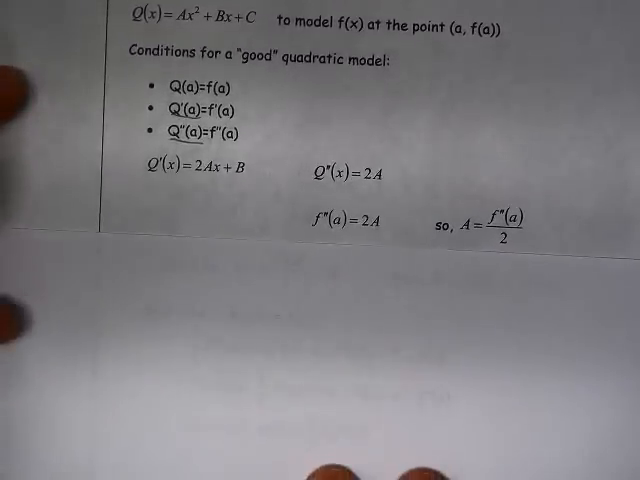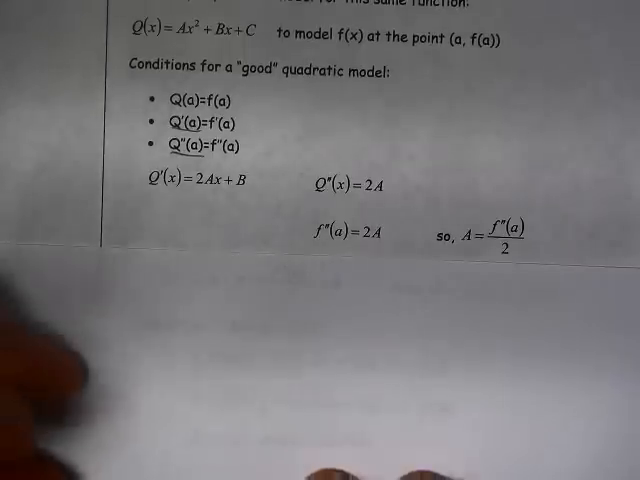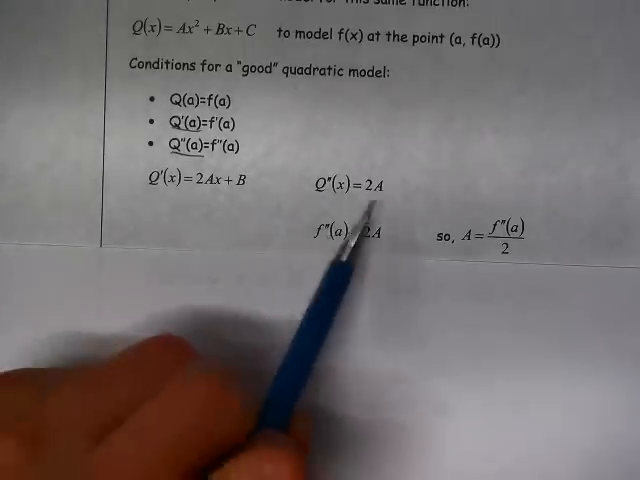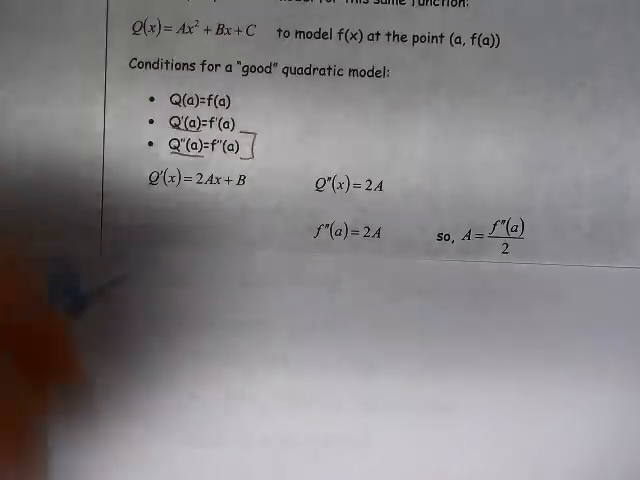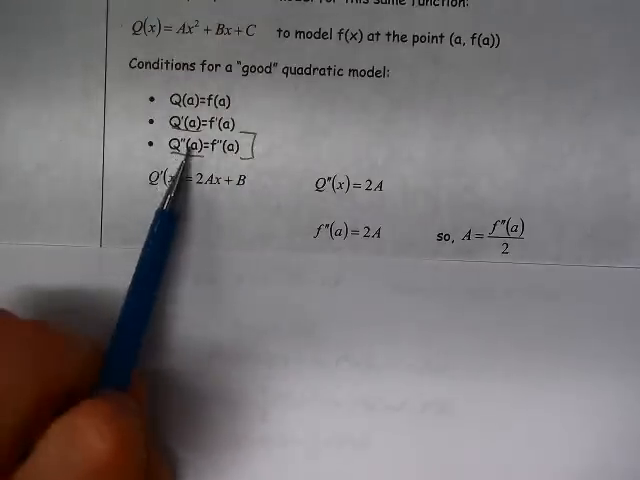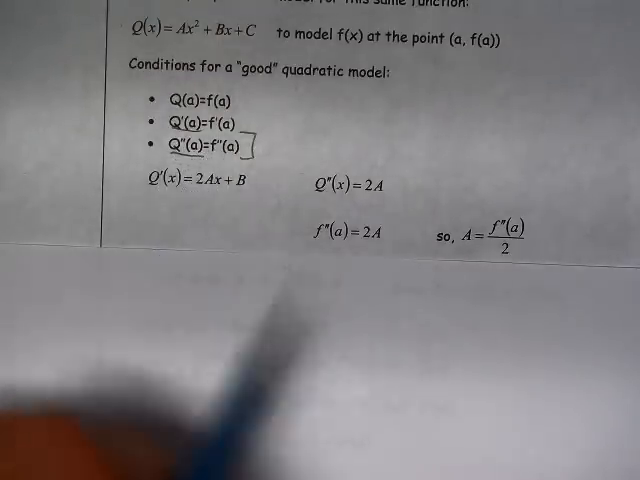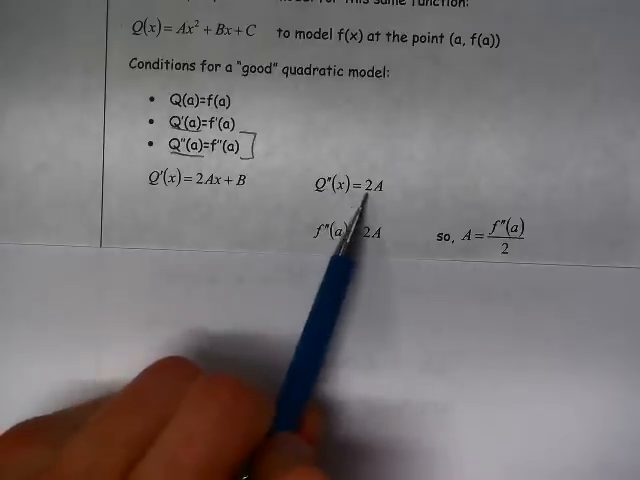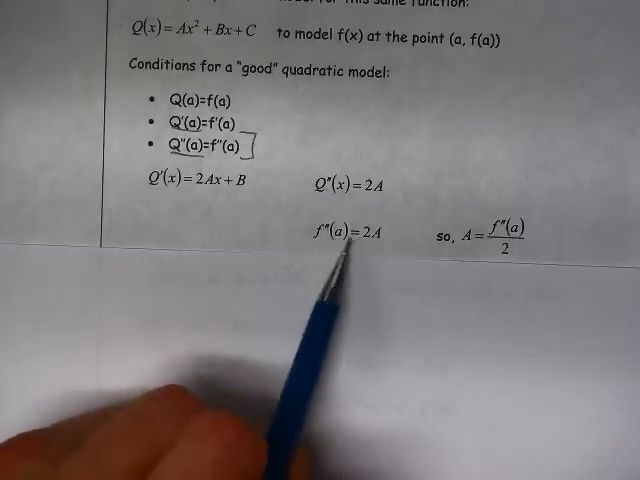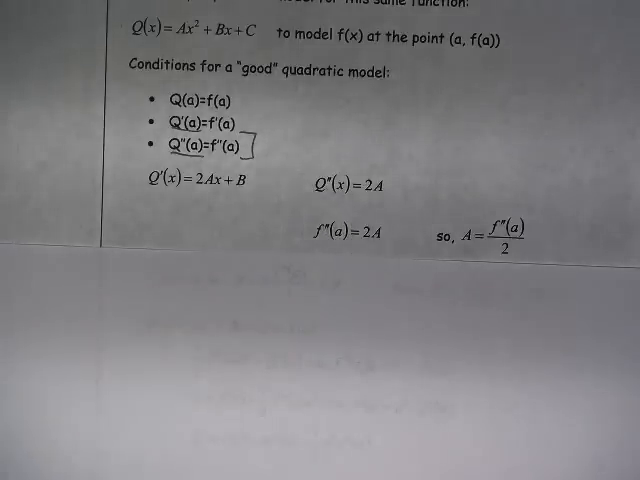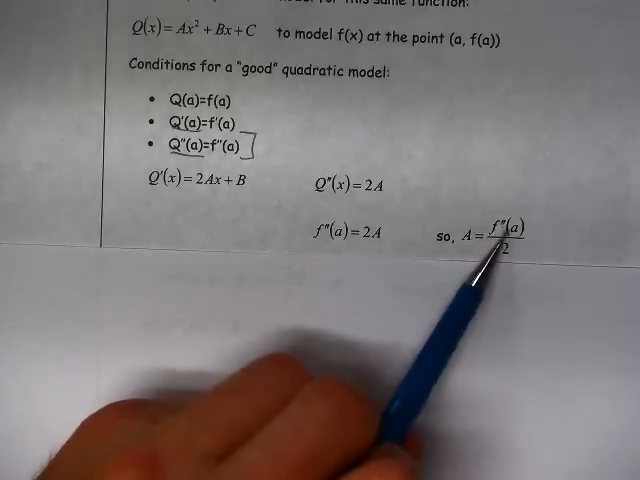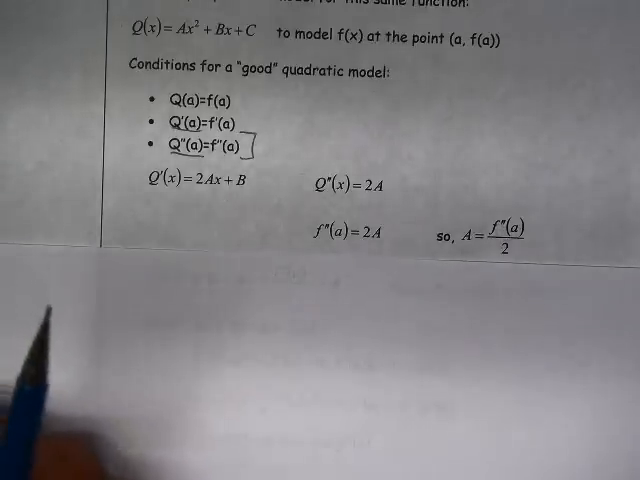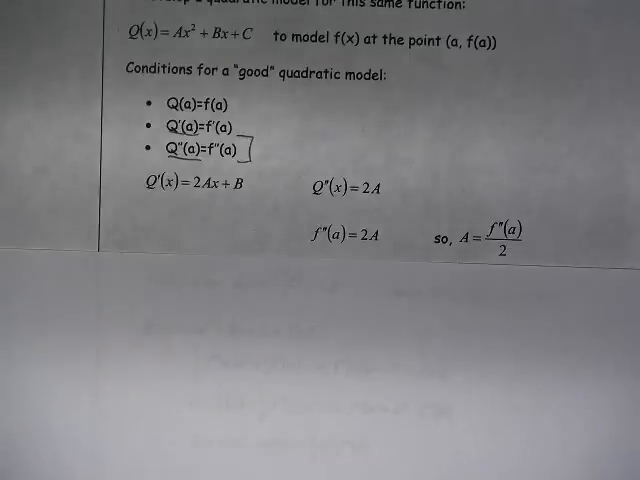So we're going to figure out what these coefficients might be, this a, b, and c. We know right here that the second derivative of q equals 2a, and we know that the second derivative of q at a has to equal the second derivative of f at a. So if the second derivative of q is equal to 2a, then the second derivative of f at a must also be equal to 2a. So we can solve for a. We get a equals the second derivative of f at a divided by 2. So we have one of our coefficients right there.